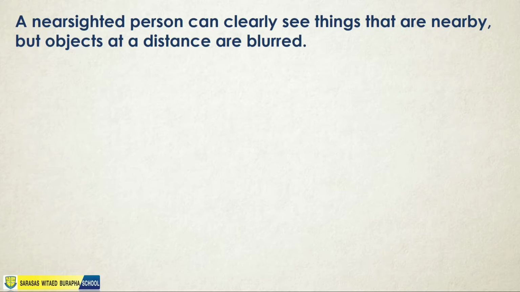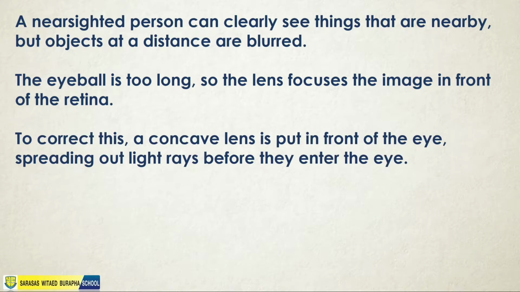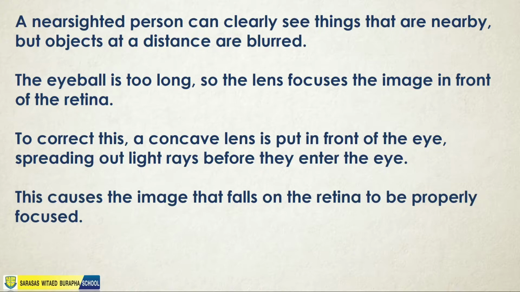A nearsighted person can clearly see things that are nearby, but the objects at a distance are blurred. Blurred means not clear. The eyeball is too long, so the lens focuses the image in front of the retina. To correct this, a concave lens is put in front of the eye, spreading out light rays before they enter the eye. This causes the image that falls on the retina to be properly focused. Here are some examples of nearsighted person.